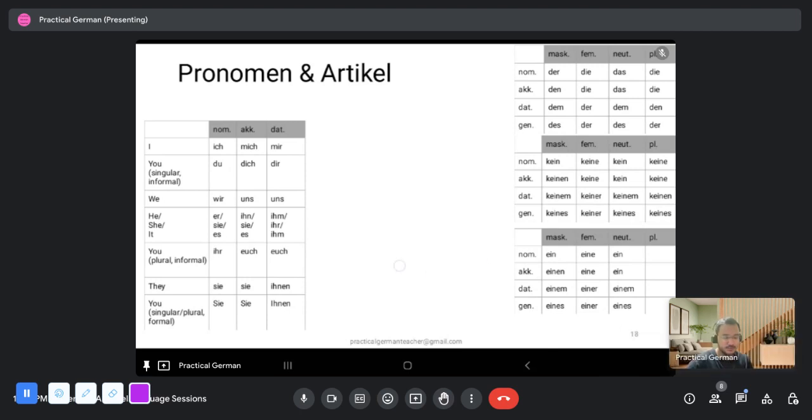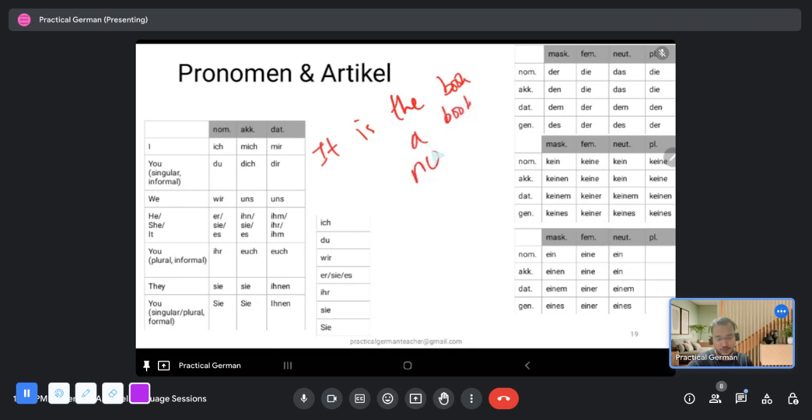So there is one more kind of article. We are not yet there. It's called the possessive article. For example, it is the book. It is a book. It is not a book. So you will say: Es ist das Buch. Es ist ein Buch. Es ist kein Buch. Right?